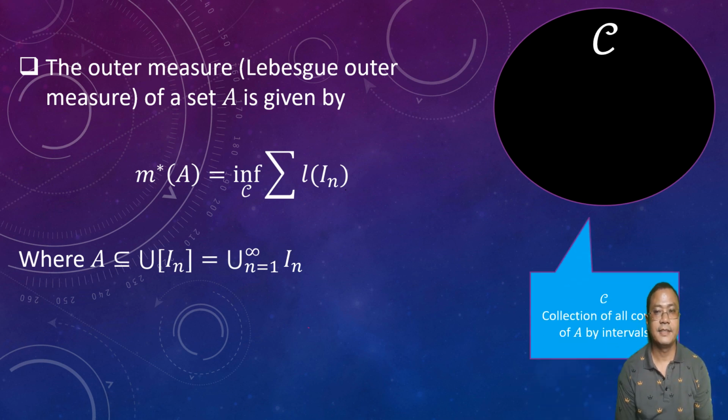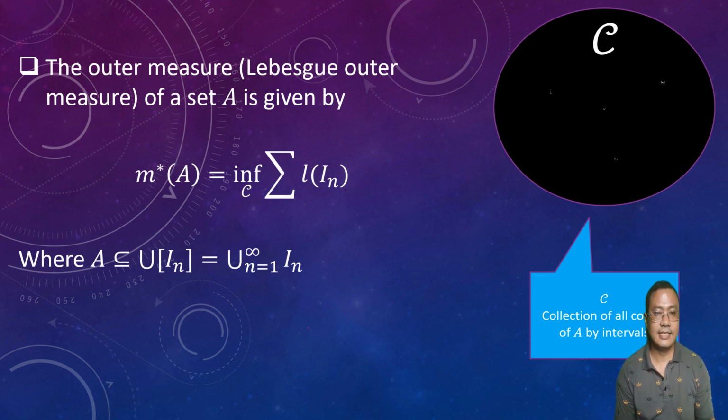So C is the collection of covers of the set A, meaning it consists of the cover I_n, the cover J_n, the cover K_n, and so on. C is the collection of all covers. So what do you mean by cover? A cover is a collection of intervals whose union is a superset of A. That we call a cover of A, and C is the collection of all possible covers of A.